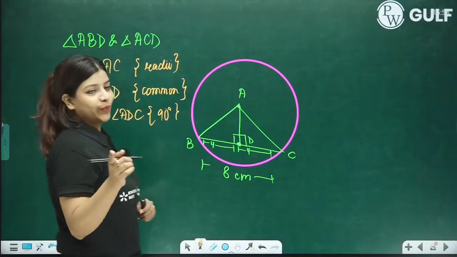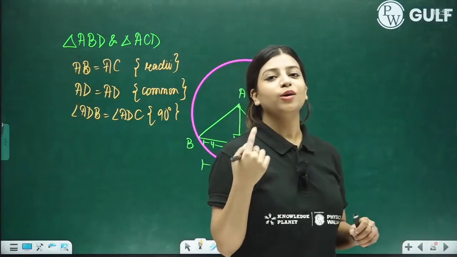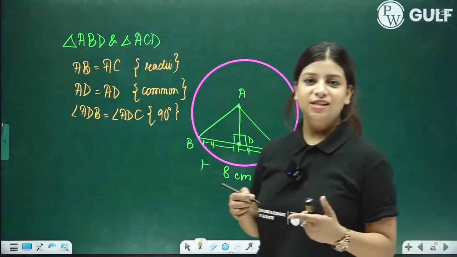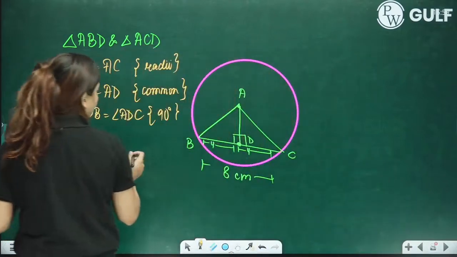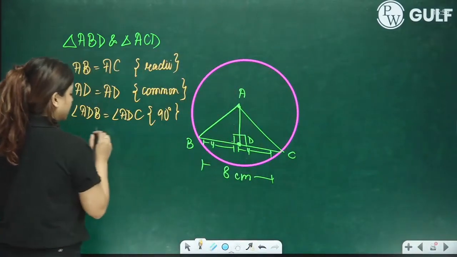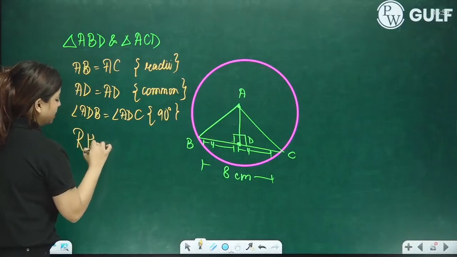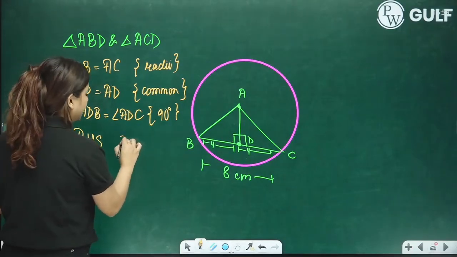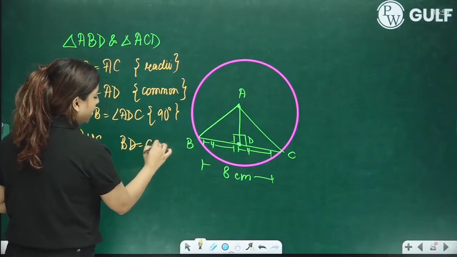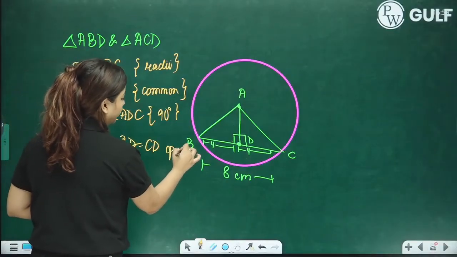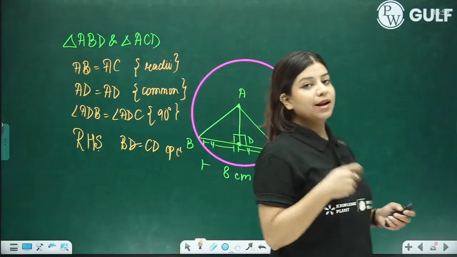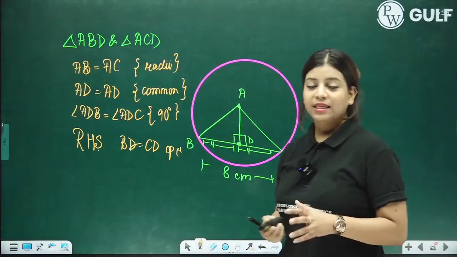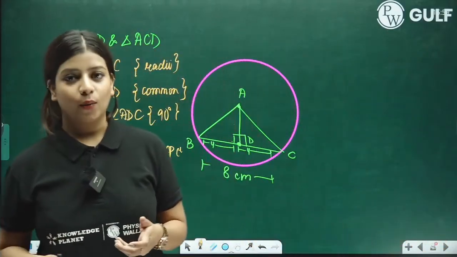Now the major part comes: which congruency? Certain people use SAS congruency, but that is wrong. We have a right angle, so by RHS congruency the triangles become congruent, and we can say that BD is equal to CD by CPCT. So when a perpendicular is drawn to the chord, it bisects the chord into two equal parts.